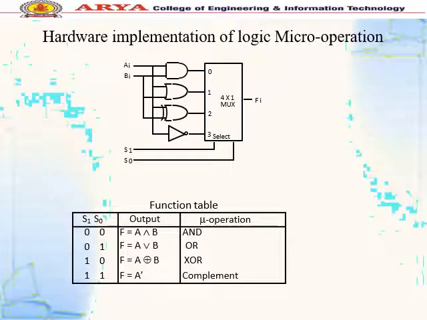The hardware implementation of logic microoperation. This is a 4x1 multiplexer. There are two selection inputs, S0, S1. S0, S1, output and microoperation. This is the function table. There are different microoperations: AND, OR, XOR, complement.